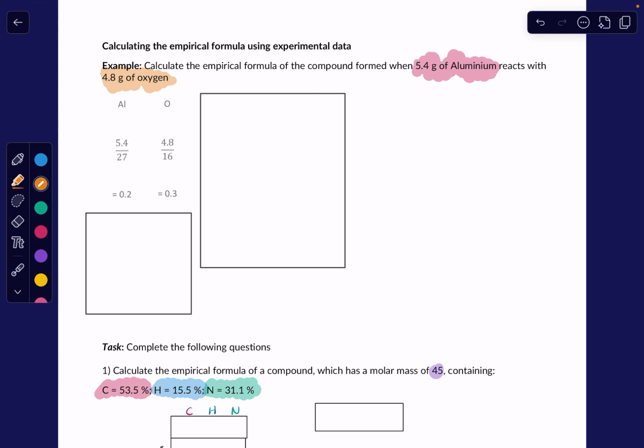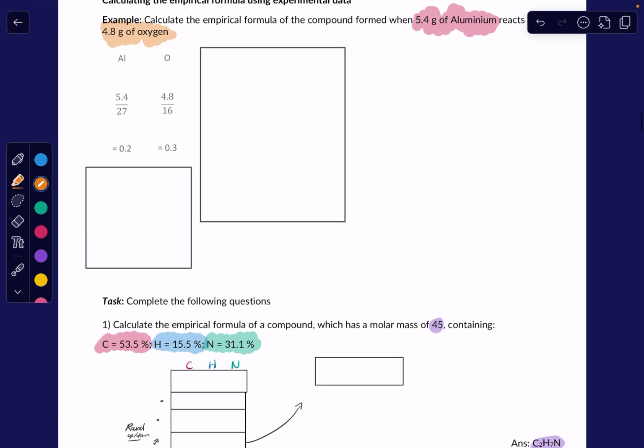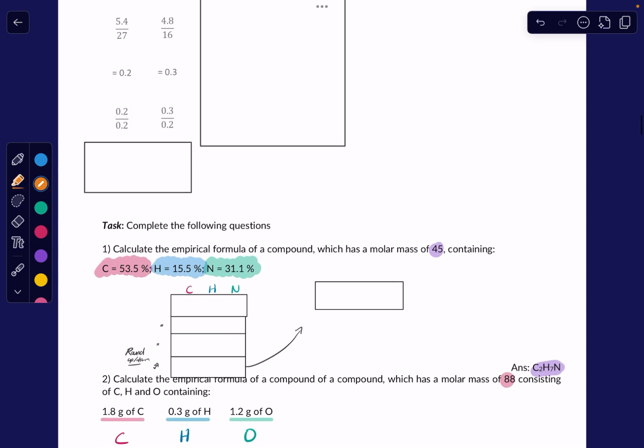Now we've got this ratio, we need to do something with it. This is where it gets a bit confusing for some of you. So what we're going to do is we're going to divide it by the lowest one. So you've got your ratio. Now, which is the lowest of those ratios? It's the 0.2. Divide everything there by 0.2. And it should look a little bit like this. This is now going to give you some whole numbers that you can actually work with. So you're going to have the 1. And you should see here, you're going to have 1.5.